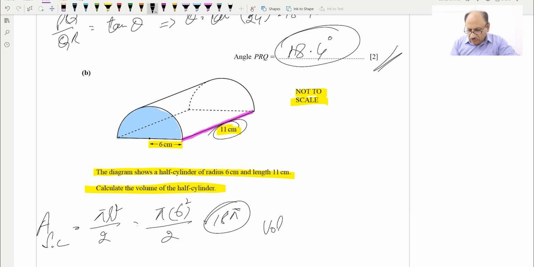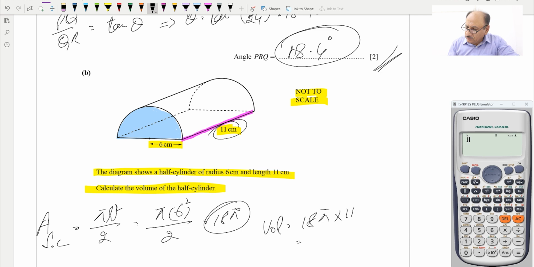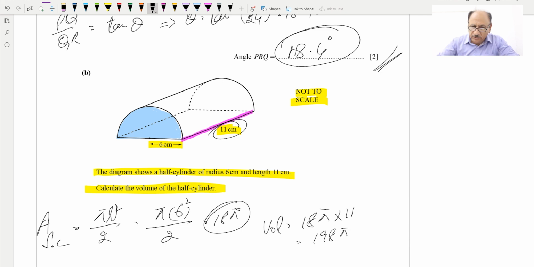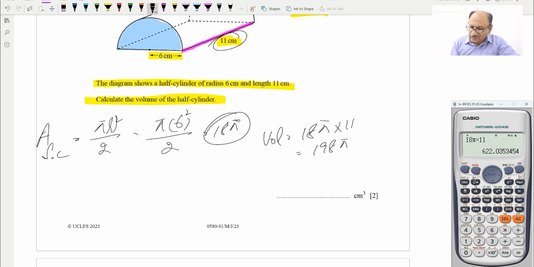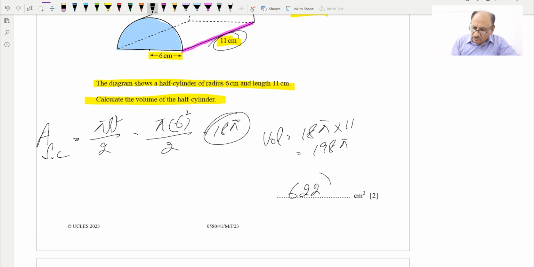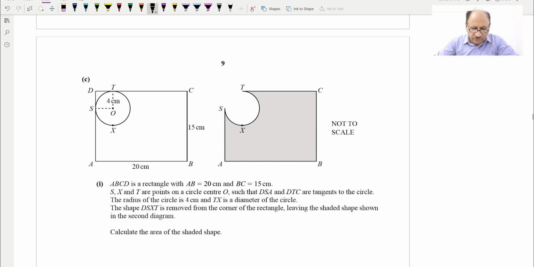So volume is equal to 18 pi multiplied by 11, which gives us 198 pi, and if we check the decimal answer, it is 622 point something, so 622 centimeter cube. This will be the volume for 2 marks. Hopefully you understand this.